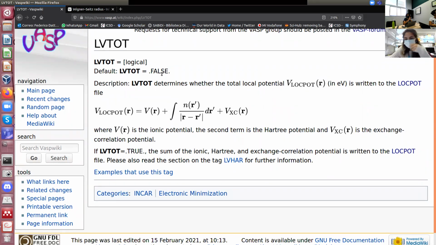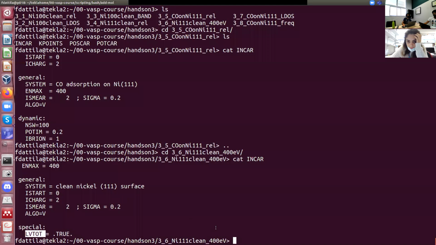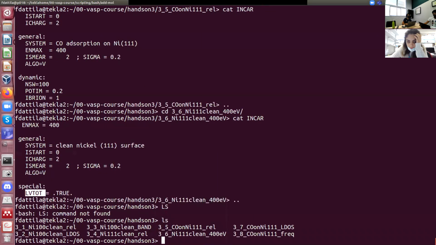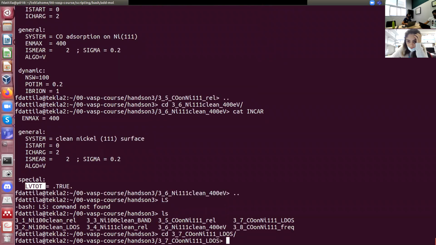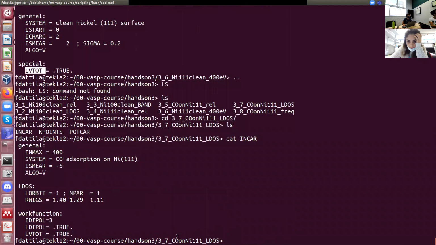LVTOT just writes a new file called LOCPOT, where you store the local potential. Okay, so where you store the electrostatic potential that you have in the system. So this is what LVTOT true does. If you put it false, you don't have LOCPOT. If you put it true, you have LOCPOT. Okay? This is the easy solution. Then what you just said about the dipole is correct. Again, don't focus too much on why they apply it or why not.